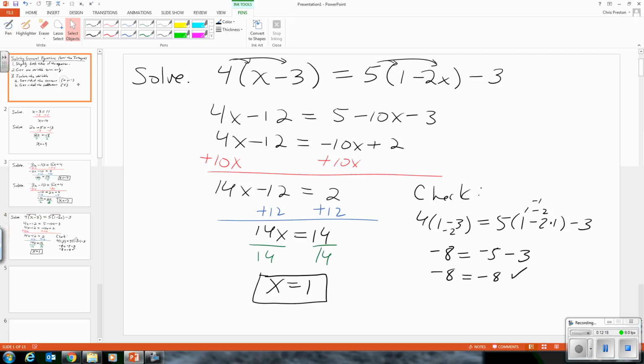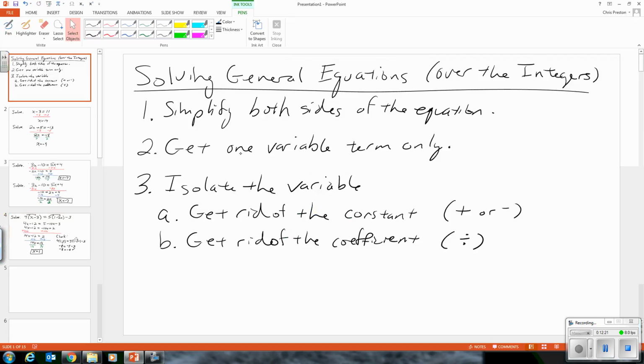So these are the steps you're going to use. Simplify both sides. Get one variable term only. So if you have variables on both sides, you have to cancel out one of those. Remember, you do that by adding or subtracting based on whether the term is positive itself, so you'll subtract, or it's negative and you'll add. And then isolate that single variable by getting rid of any constants that are with it. And again, if you don't have any constants, that's great. You can just jump right down to the coefficient. When I say get rid of the coefficient, what I mean is make it 1. So make that 1. All right, so that's how you solve those.